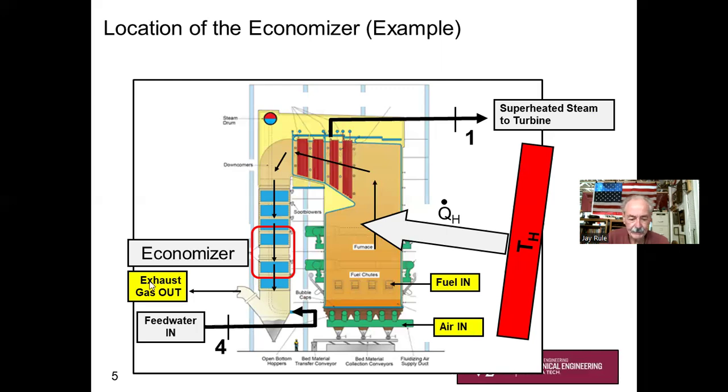Okay, so I think you get the idea. Fuel and air coming in, exhaust gas coming out. And on the other side, feed water coming in. And for our basic Rankine cycle, it's coming in at state 4. Ultimately, it's coming out, going to the superheated steam, going to the steam turbine at state 1. So that shows you where we are relative to our basic Rankine cycle.